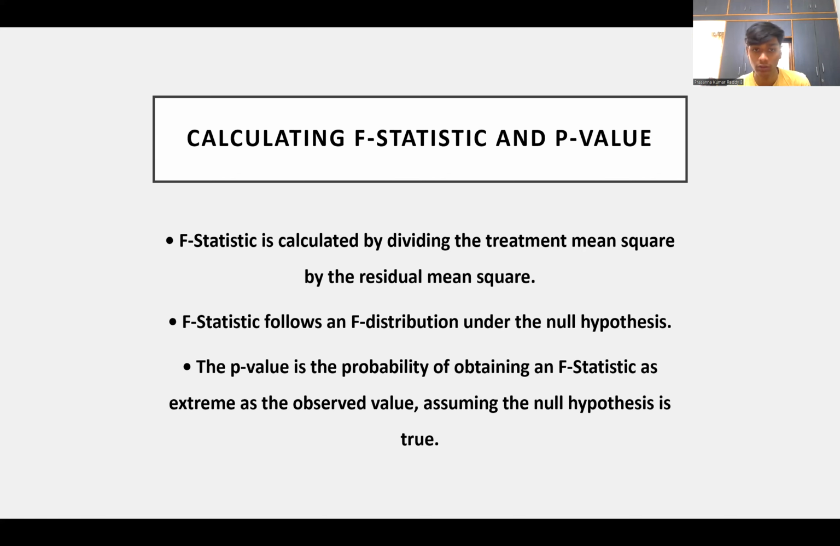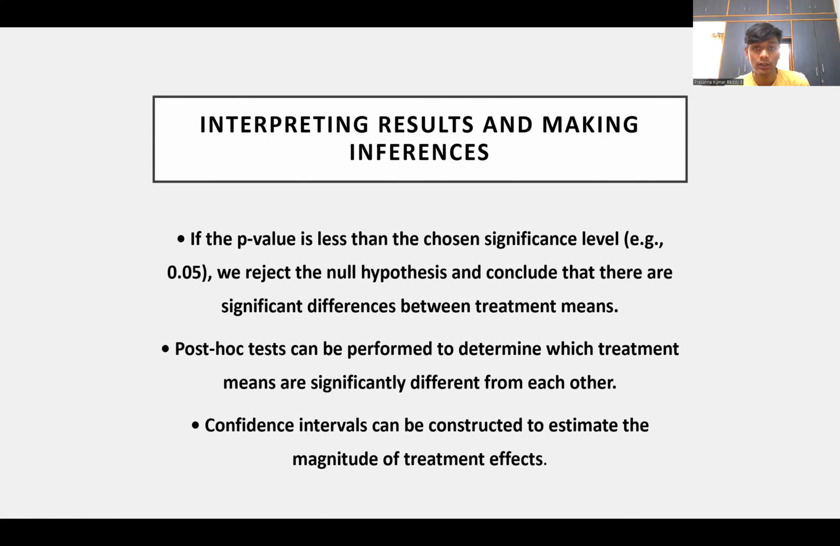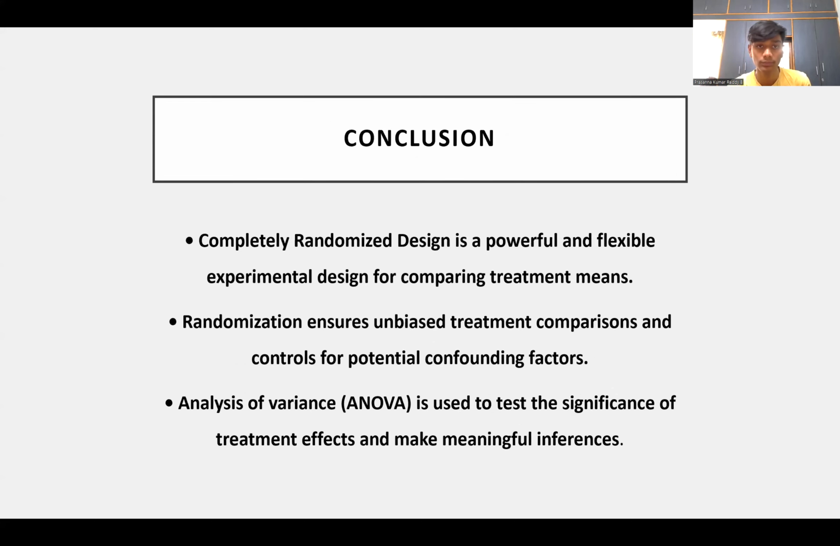null hypothesis is true. Interpreting results and making inferences. If the P value is less than the chosen significance level, for example 0.05, we reject the null hypothesis and conclude that there are significant differences between treatment means. Post hoc tests can be performed to determine which treatment means are significantly different from each other. Confidence intervals can be constructed to estimate the magnitude of treatment effects.